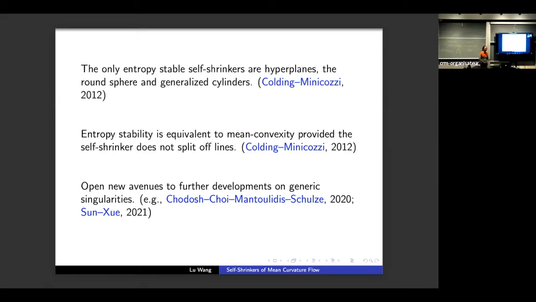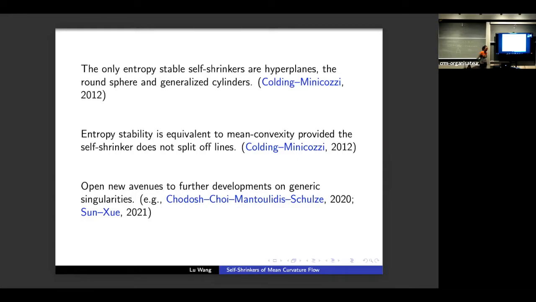So then you can make a pointwise estimate into an integral estimate, and get rid of this pointwise assumption on the second fundamental form. So this Colding-Minicozzi classification result opens several new avenues for further development on generic singularities in mean curvature flow. Here I just mention a couple of them.